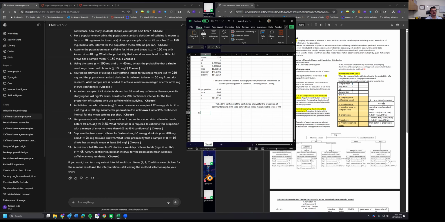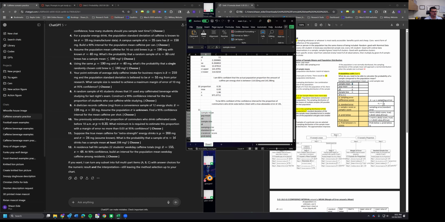So sample mean, pop mean, standard deviation, sample size, degrees of freedom, sampling error, standard error, z-score, or t-score, and then probability below. So let's go ahead and do this. So for number 11, suppose the true mean caffeine for extra strength energy drink is 200 milligrams. So we're just going to go down from the top and fill it all in.